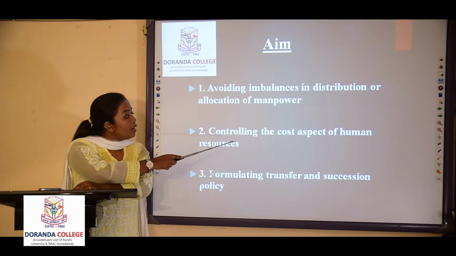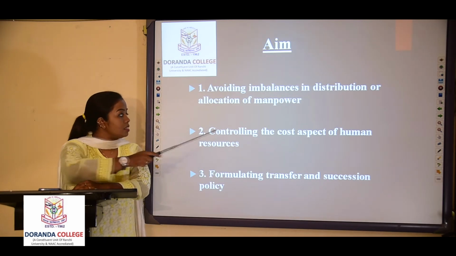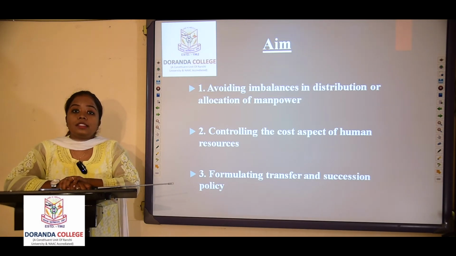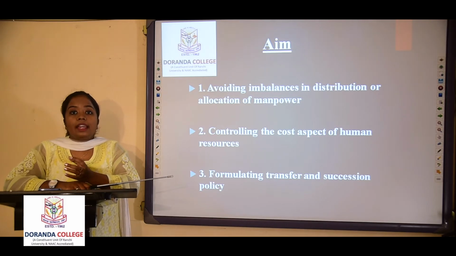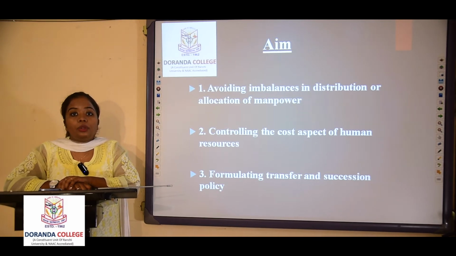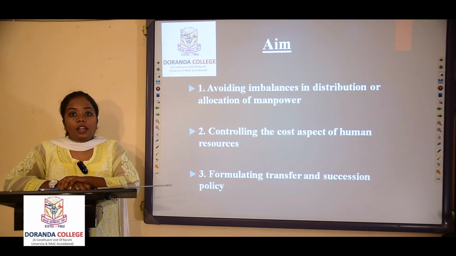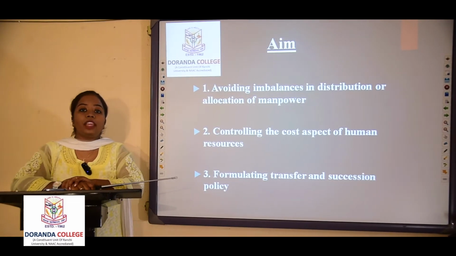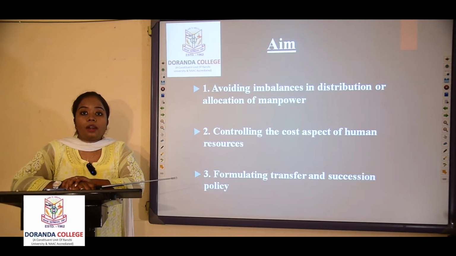Second is controlling the cost aspect of human resources. Controlling the cost aspect of human resources means there is a lot of advertisement as well as other resources involved in order to hire the human, or the personnel, or the recruitment team is hired to allocate and select the people. Proper recruitment and selection are done according to the requirement of that particular industry, project or company. So you have to be very significant with every step that you proceed with.